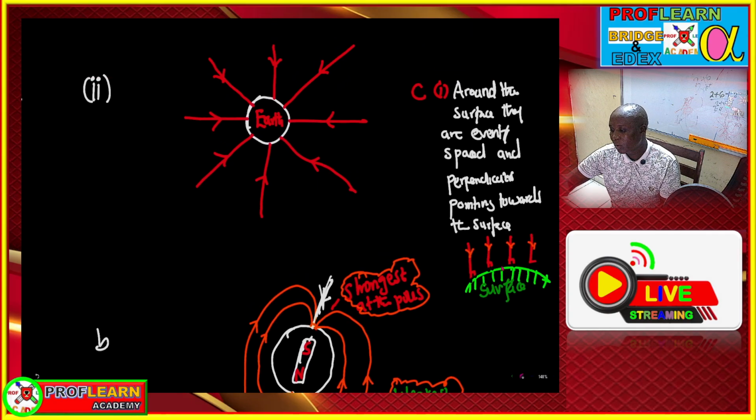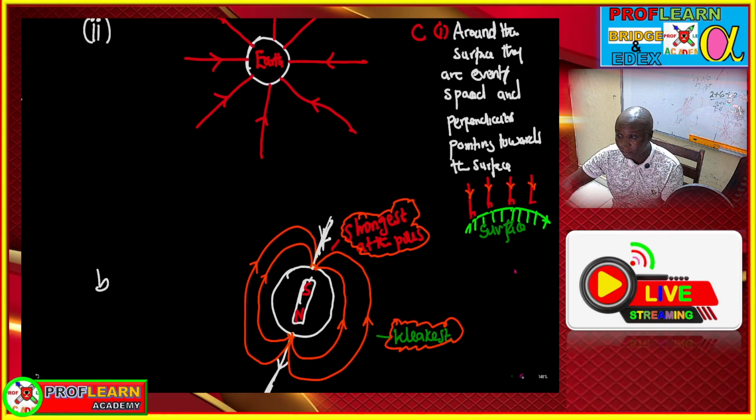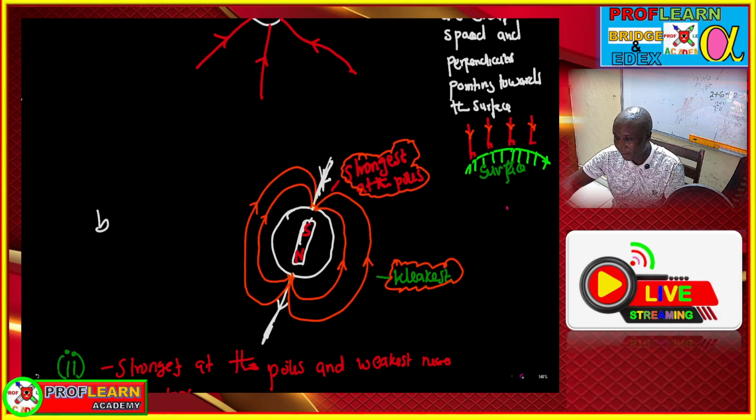Yeah, so when you look around the surface or near the surface, these fields are perpendicular. All of them are perpendicular, and they are equally and evenly spaced. So we are going to say that at the surface, the fields are evenly spaced and perpendicular to the surface. That is why we can say they do not vary on the surface. They are evenly spaced and perpendicular, directed towards the surface.